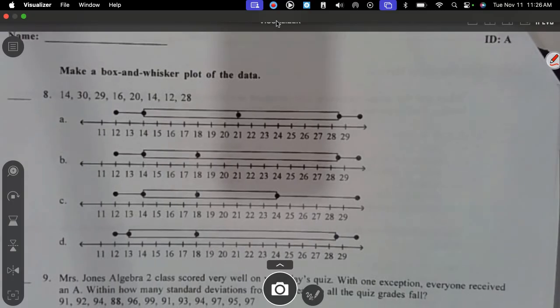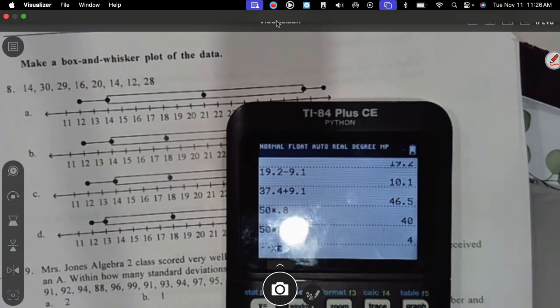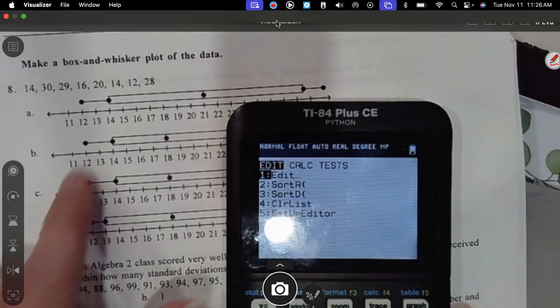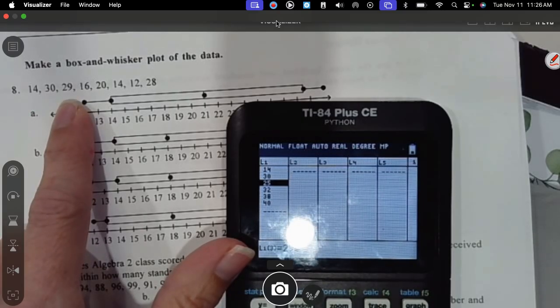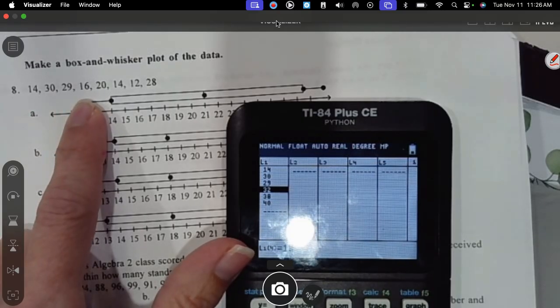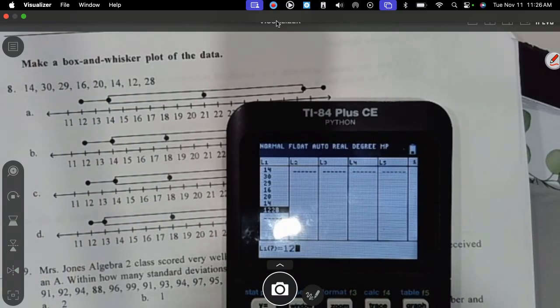Number 8 says make a box and whisker plot. So y'all, on this one, you're going to go to stat, edit. Oops, I pressed the wrong button. You're going to edit and enter in these numbers: 14 and 30, 29, 16, 20, 14, 12, 28.